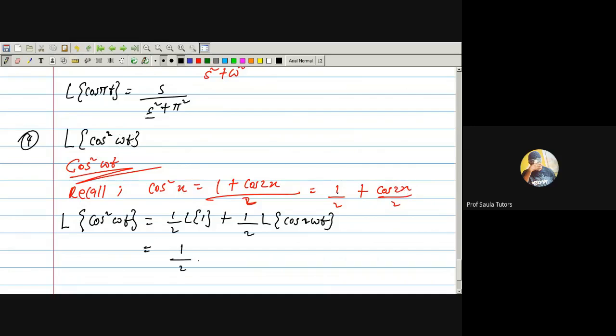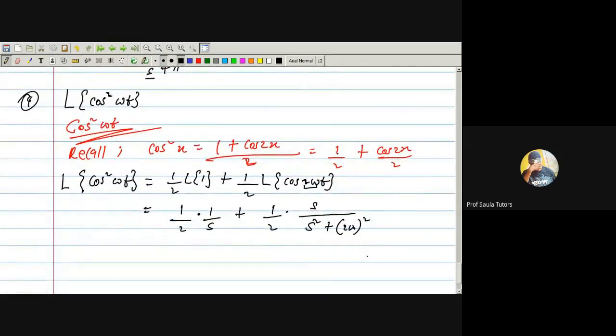1 over 2. Laplace transform of 1 is 1 over s. 1 over 2. Don't forget, cos is s over s squared plus... Check, what do I write here? 2ω squared. It's better you understand this very well, because when we get to inverse Laplace transform, we'll be doing a reverse of all these things. So that's 1 over 2s plus s over 2 s squared plus 4 omega squared.